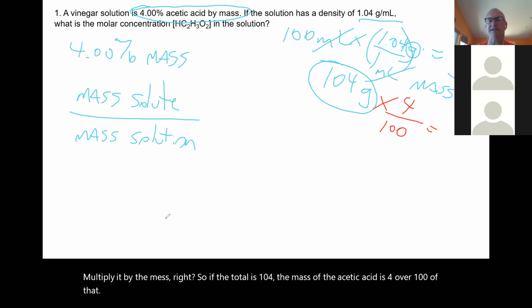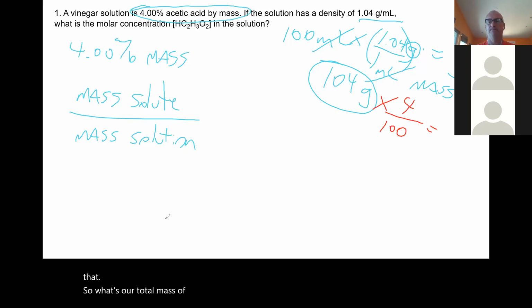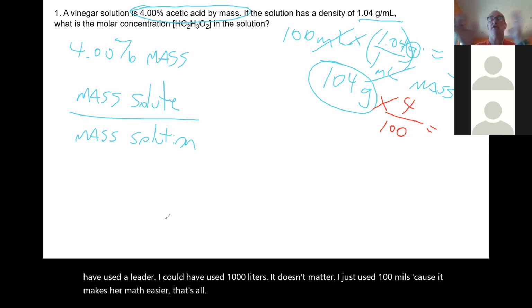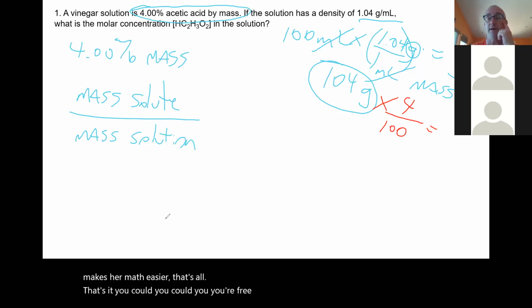So what's our total mass of acetic acid? I have a question. How did you get 100 mils in the beginning to start off? I just made it up. We could use whatever volume we want. We'll get the same answer. I could have used 200 mils. I could have used a liter. I could have used 1,000 liters. It doesn't matter. I just used 100 mils because it makes our math easier. That's all. Okay. You're free to use whatever volume you want.